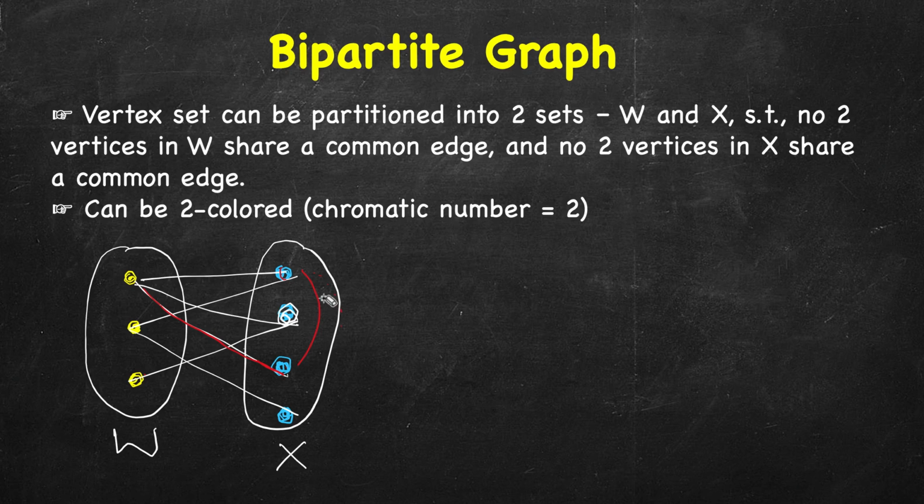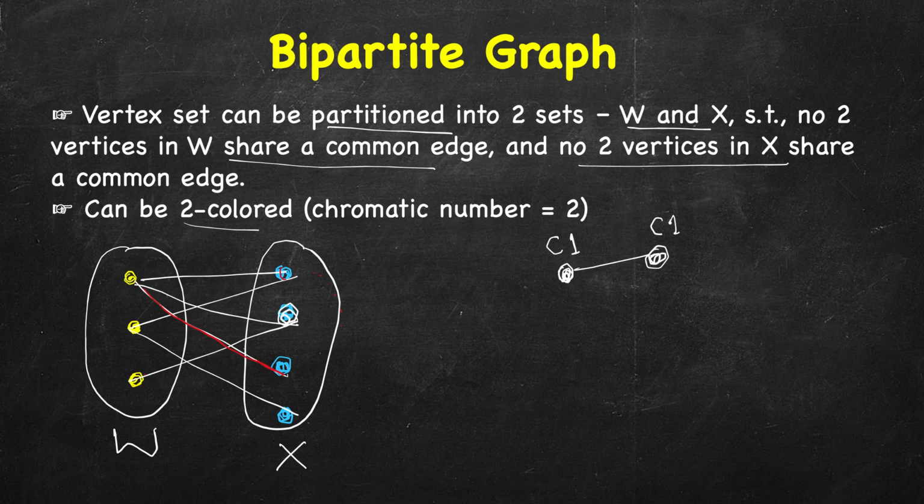But if we remove this, now it's bipartite, since we can partition the vertices into two sets such that no vertices in W share a common edge and no vertices in X share a common edge, and it can be two-colored, this bipartite graph. So coloring means that no two adjacent nodes should receive the same color. So if this is color C1, this should receive a different color. So let me draw it like this, a bar over the C1, that means any other color.